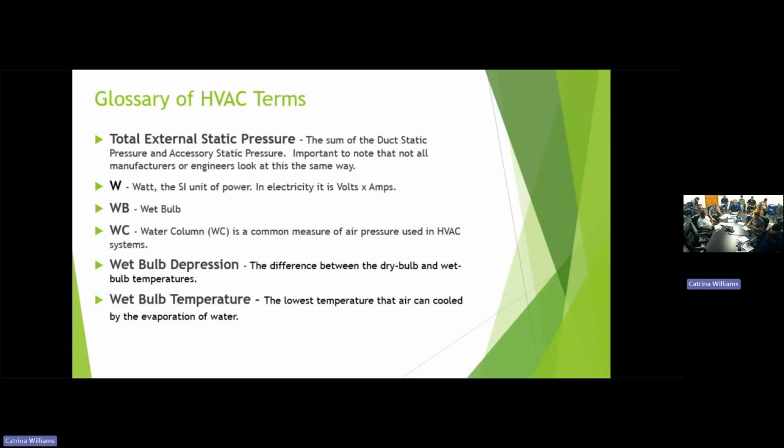WC is water column. I talked about inches of water column when we measure it. Well, that's what this is, a measure of air pressure in duct systems. Wet bulb depression, we get into that when we start talking evaporative cooling. That's the difference between the dry bulb and the wet bulb. We need both of those numbers so we can figure out what an evap unit will do at the leaving air temperature.